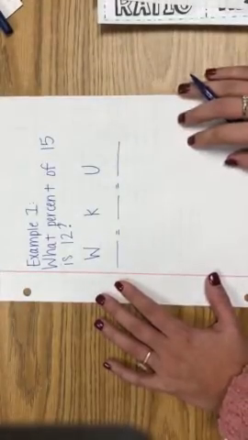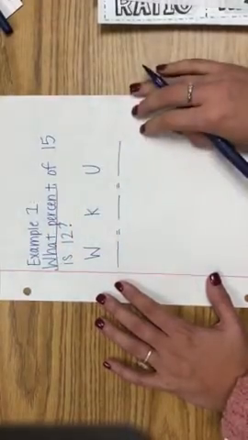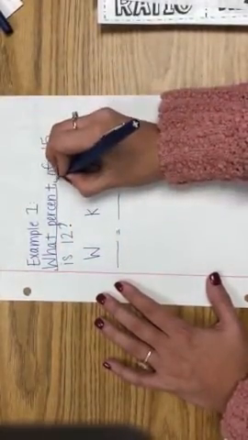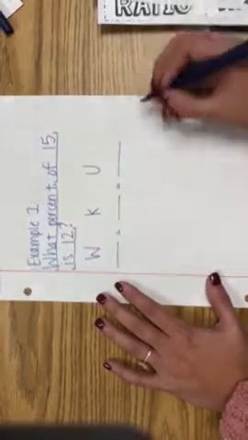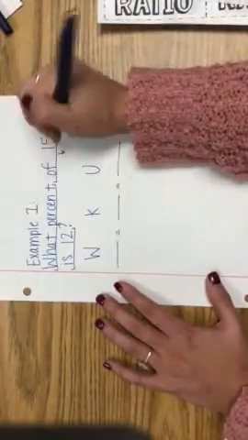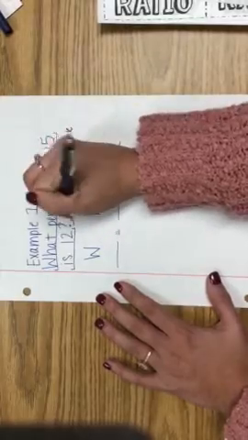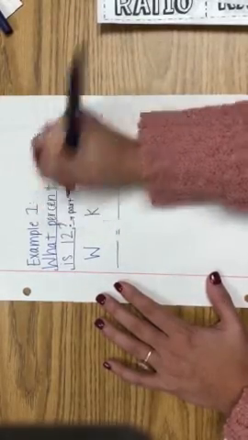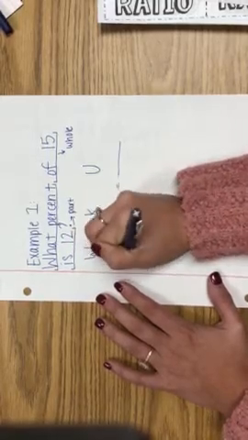So the question is asking us what percent. So we don't know what the percent is yet. We do know that we're trying to figure out of 15 is 12. Okay, of 15 tells us that this part is going to be our whole. And this right here is going to be our part. So our words are going to be part to whole.